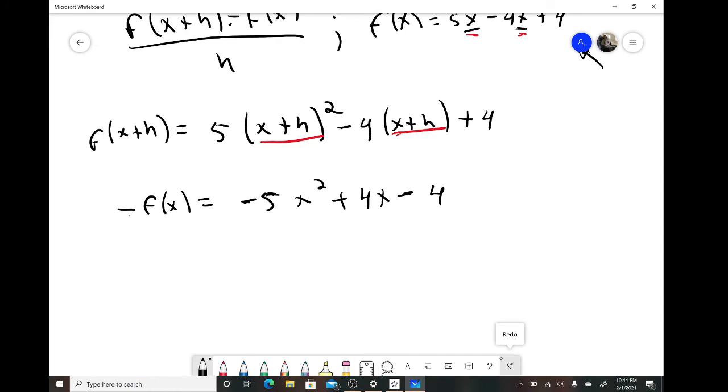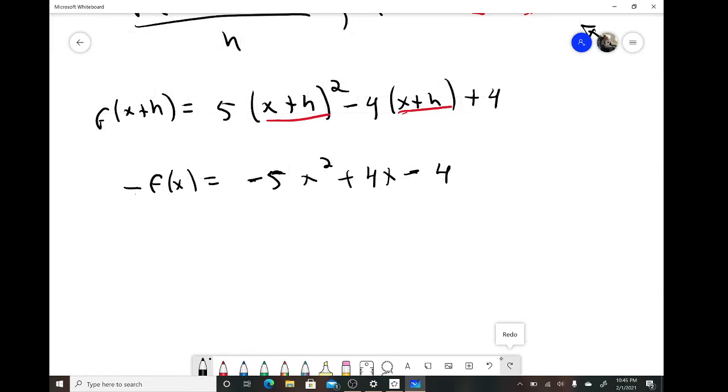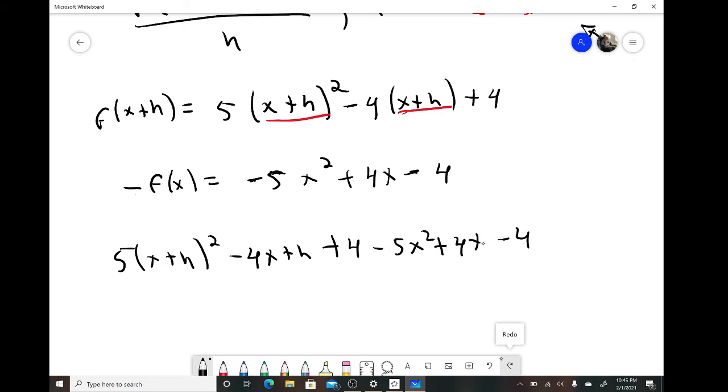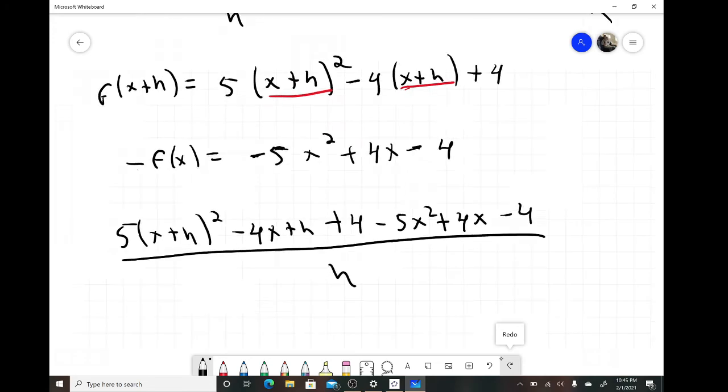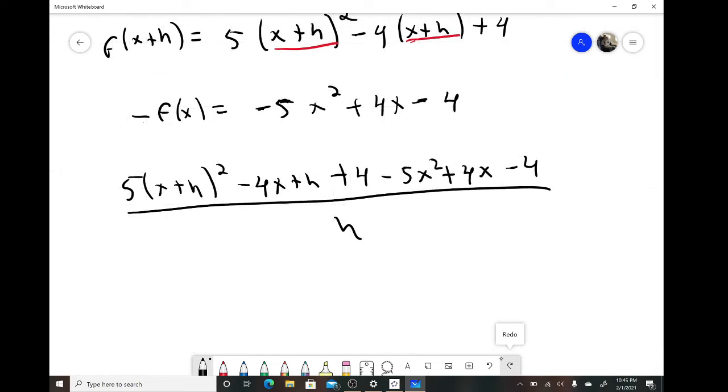And I divide everything by h. So now we just have to put everything together into one big line. So what do we have here? We have 5 times (x plus h) squared minus 4 times (x plus h) plus 4, minus 5x squared plus 4x minus 4, all divided by h. So now we're going to begin simplifying things. Make sure you write the parentheses.